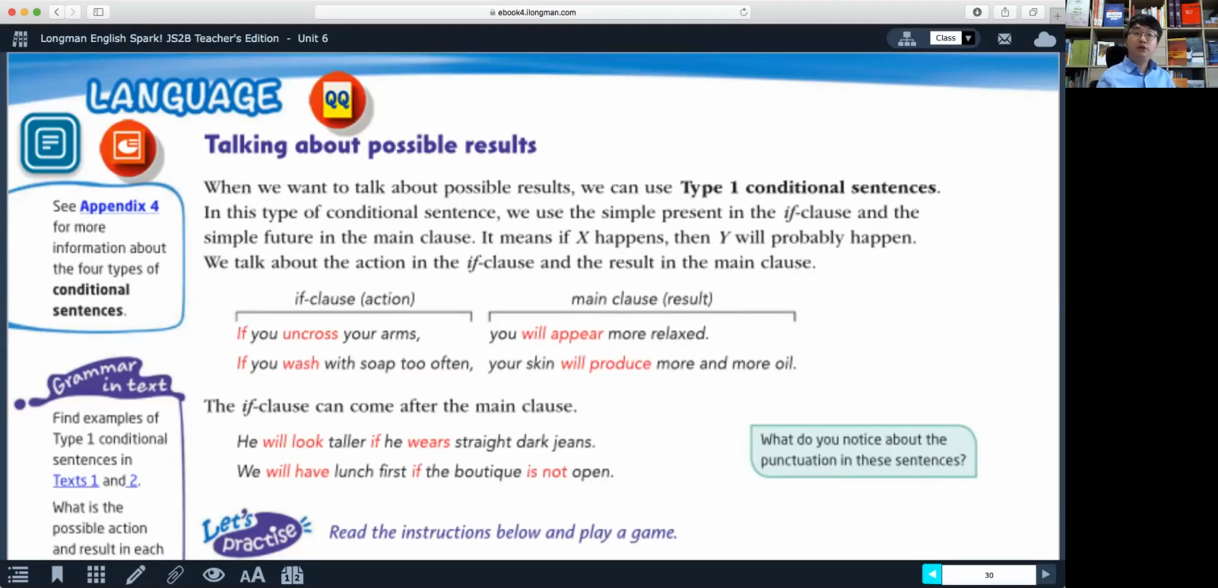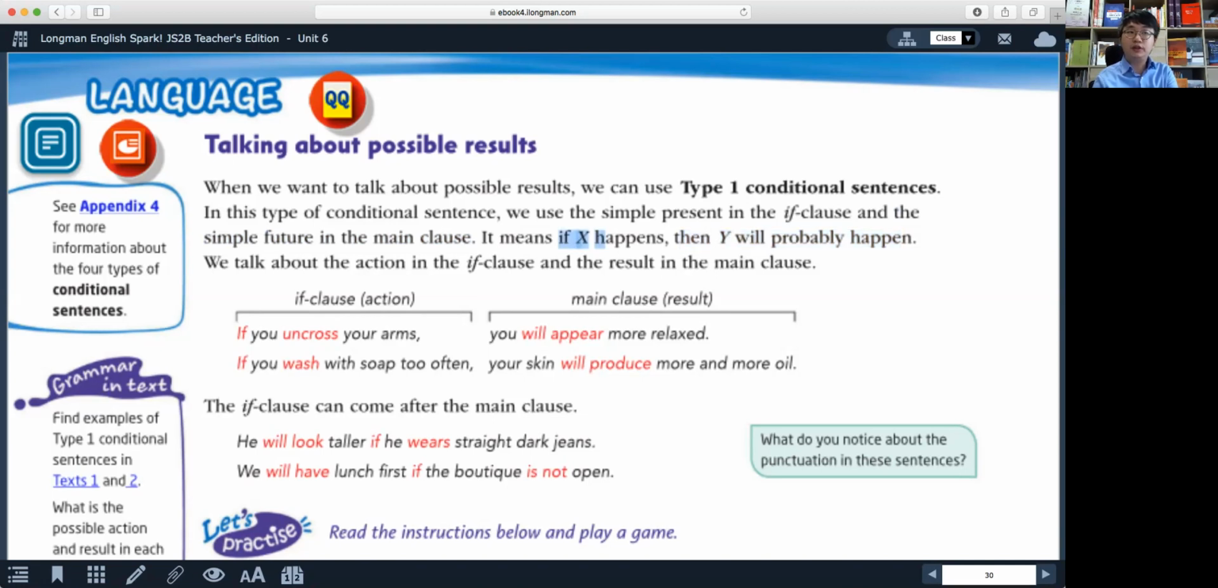How to form type 1 conditional sentences? In this type of sentence, look at here. We use the simple present in the if clause. So in the if clause, there are two parts in the sentence, and I will talk about it. We use simple present tense in the if clause, and for the main clause, we use simple future tense. It means that if X happens, if something happens, then something will probably happen.